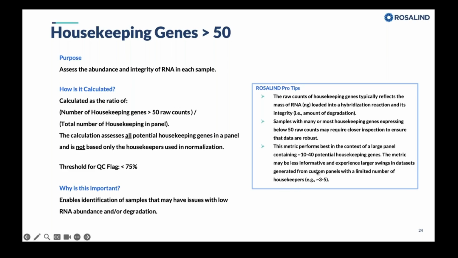So my takeaway is that this metric works really well with off-the-shelf panels or a custom panel with a couple dozen or a few dozen housekeeper genes. If you have a very small targeted panel with maybe 3 or only 5 potential housekeepers, this metric is a little more variable and unpredictable. So just keep that in mind as you're looking at your data.